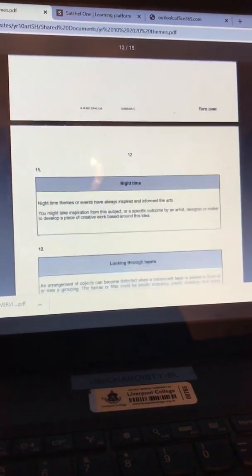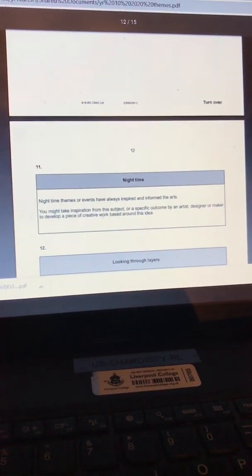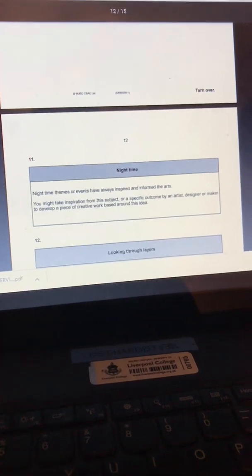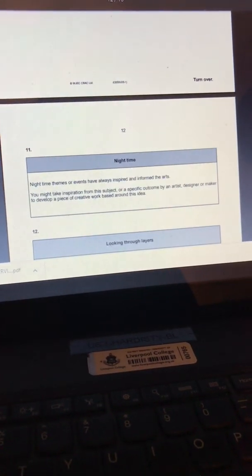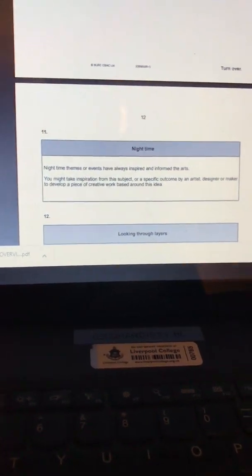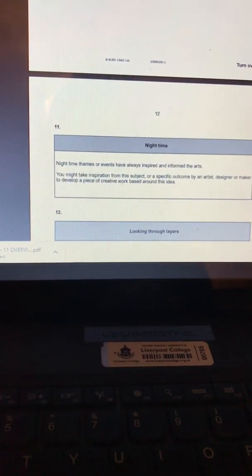So first of all, you've got nighttime. Nighttime themes or events have always inspired and informed the arts. You could take inspiration from a subject or specific outcome by an artist, designer or maker and develop a piece of work around this. So nighttime themes, anything to do with the night. If you're interested in painting, you could look at an artist called Liam Spencer who paints the nighttime in Manchester. You know, there are numerous artists you could look at.